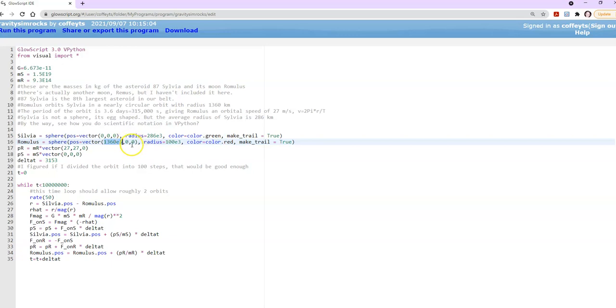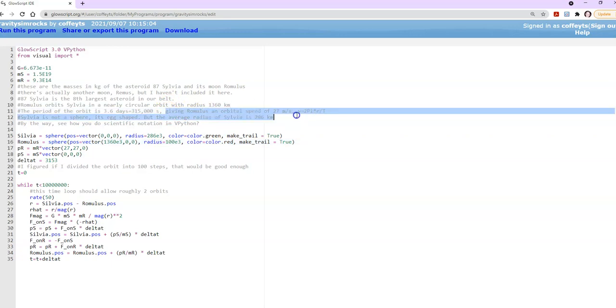Okay? Now, I didn't really look up how big Romulus was. I probably could. But just so that it would be visible on the screen, I made it about a third as large as Sylvia. So it'll be a slightly smaller sphere, but still visible. And I made it red, and I turned on make_trail. So we're going to have red Romulus orbiting green Sylvia on our screen. Now, here it says in the code that Romulus has an orbital speed of 27 meters per second, and it travels in a nearly circular orbit, okay?